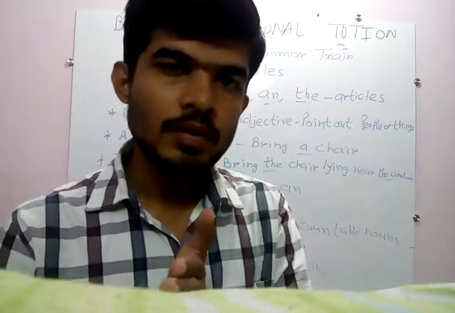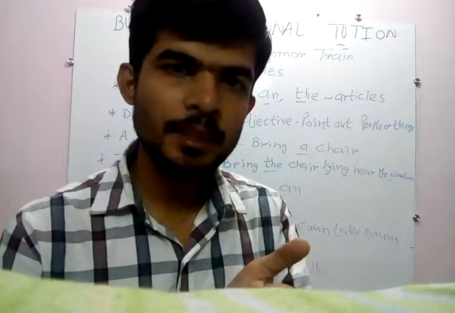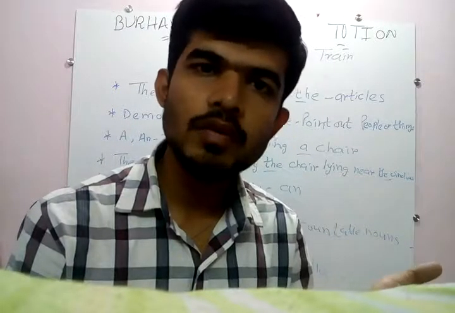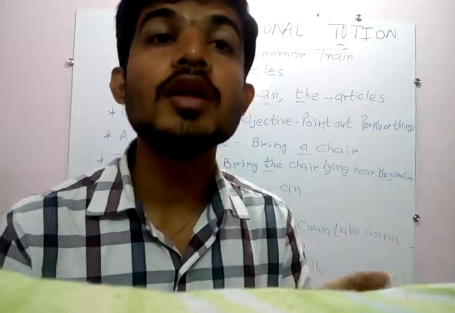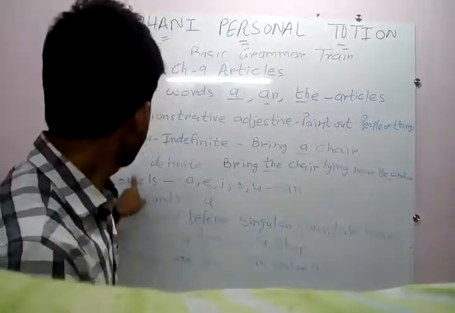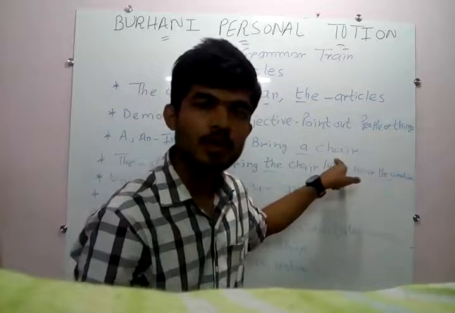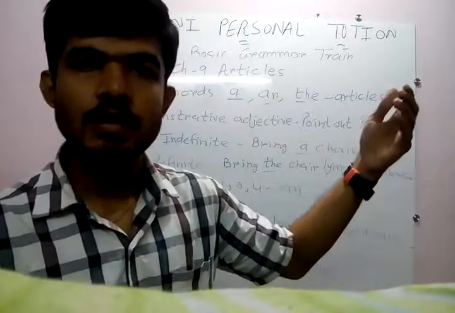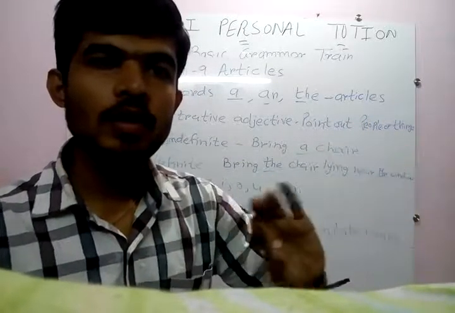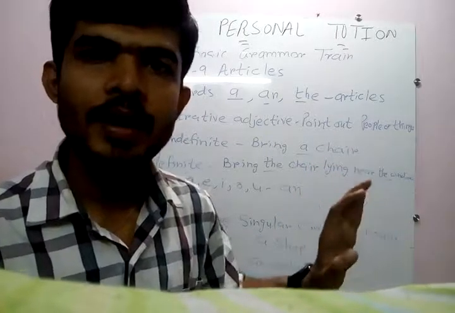Now we will divide articles into two parts. A and an are indefinite articles used with a singular noun, and the is a definite article, meaning it points to one perfect, particular thing. A and an are indefinite. Suppose one example is: bring a chair. A chair means any chair, plastic, wood. Okay, it is not saying which particular chair. That's why it is indefinite, not knowing the perfect thing.